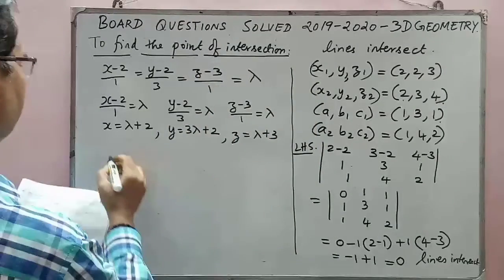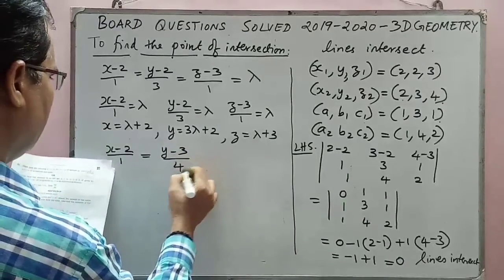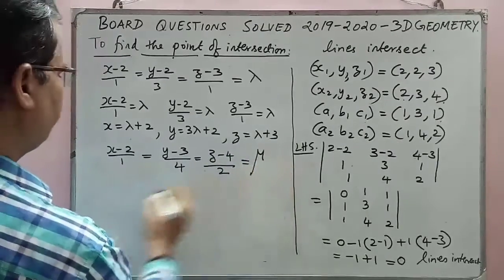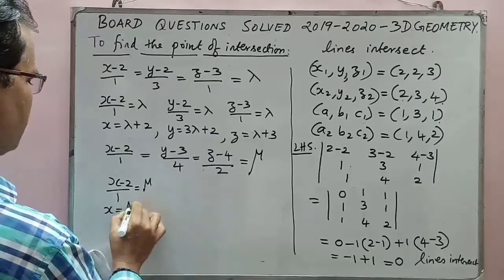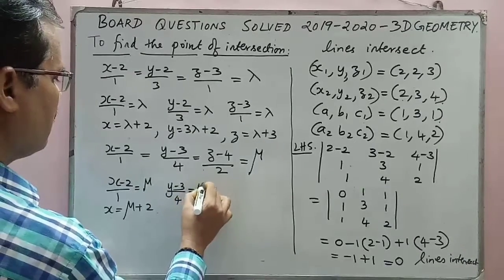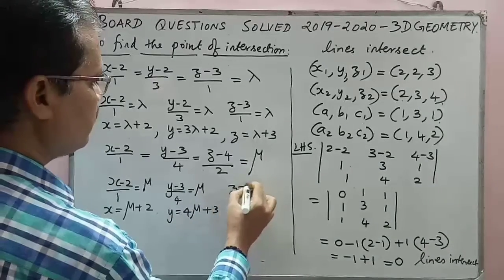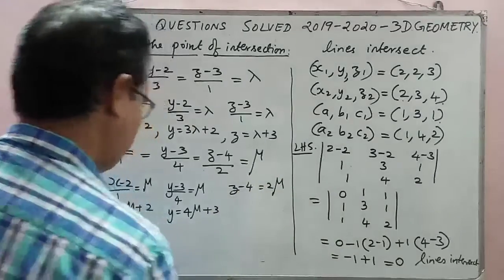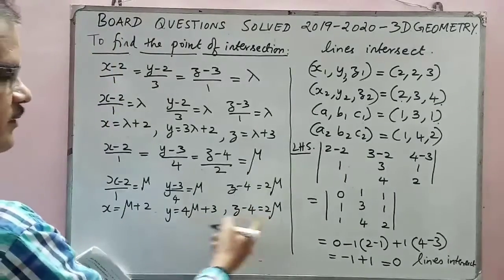Likewise, I take the second equation, x minus 2 by 1 equals y minus 3 by 4 equals z minus 4 by 2. Let us take this as mu. Now x minus 2 by 1 equals mu, x equals mu plus 2, y minus 3 by 4 equals mu, so y equals 4 mu plus 3, z minus 4 equals 2 mu. Let me write it down. So any point on this line will be of this format.